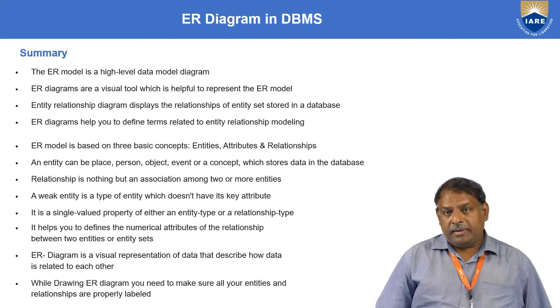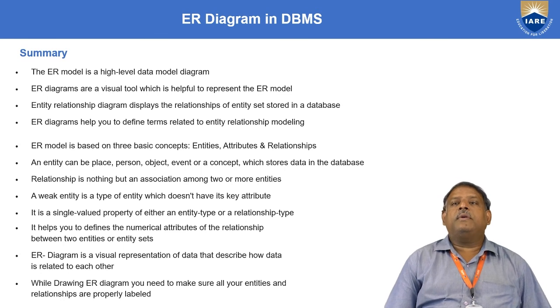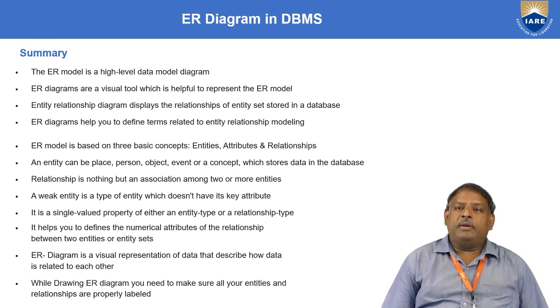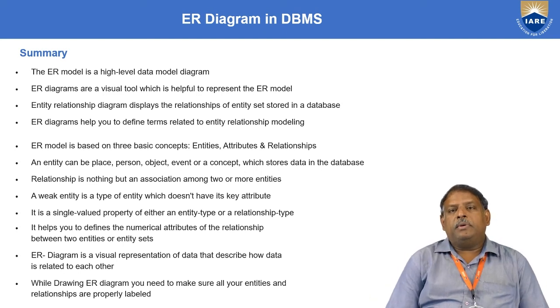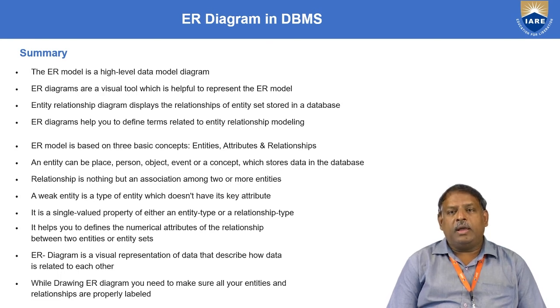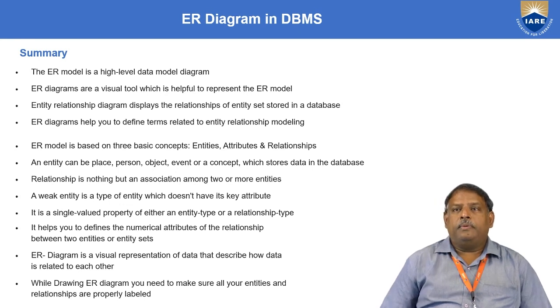A weak entity is a type of entity which does not have its key attribute. An attribute is a single valid property of either an entity type or a relationship type. Cardinality helps you to define the numerical attributes of the relationship between two entities or entity sets. An ER diagram is a visual representation of the data that describes how data is related to each other. While drawing an ER diagram, you need to make sure that all your entities and relationships are properly linked. With this, you complete the ER diagram in DBMS.